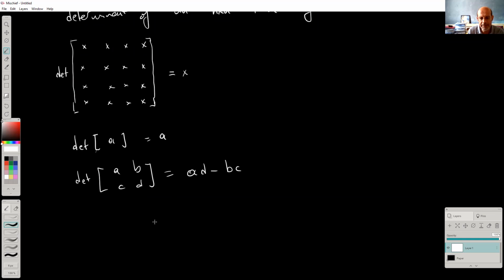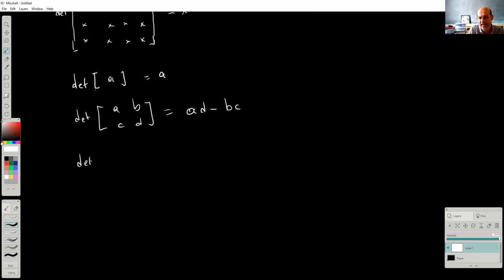Now for 3 by 3, it becomes complicated. There's some kind of a recursive rule in here. Let me show it like this. Let's say that this is A, B, C. That's X, Y, Z. Let's say this is P, Q, R. What you do is you just take either a row or a column like this one. You can also choose the second column, but I suggest that you just choose one of the columns or rows, it doesn't matter. So let's say that you choose the first column in here.